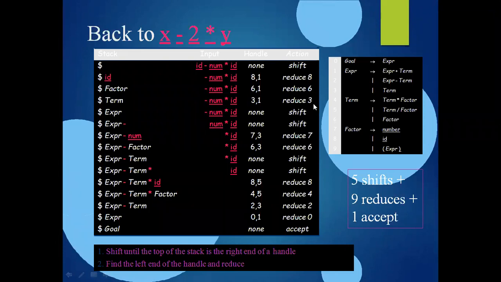Right? And after reducing the 3, there is nothing to handle. So shift and shift. And now we have 7, where 7 is factor tends to num. Now I am reducing this 7 with the 6th reduction rule. And nothing is there to reduce. So none. That means nothing is there to handle. So we perform the shift operation. And here this 8 is reduced with 4. This 4 is reduced with 2. And this 2 is reduced with 0, where 0 is the starting symbol of the given grammar.